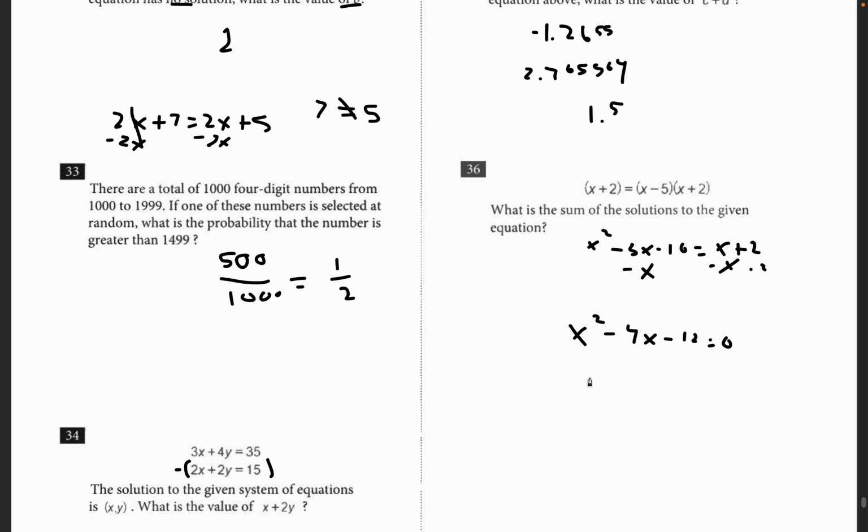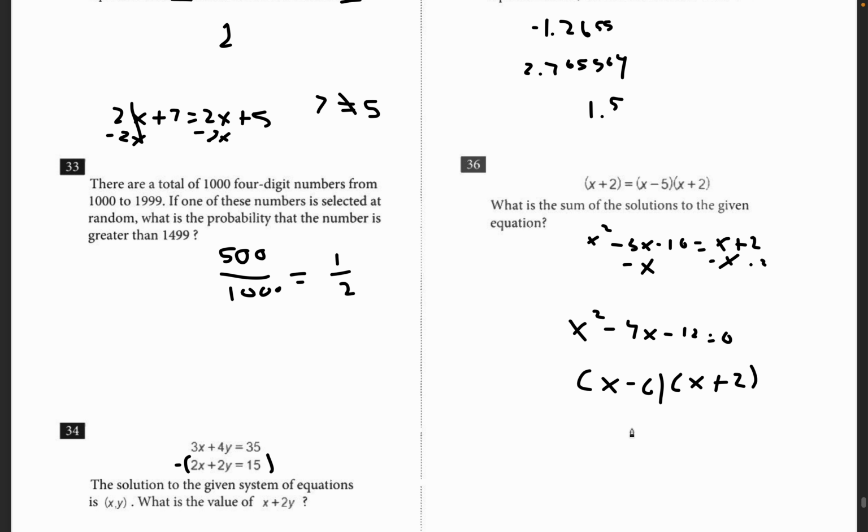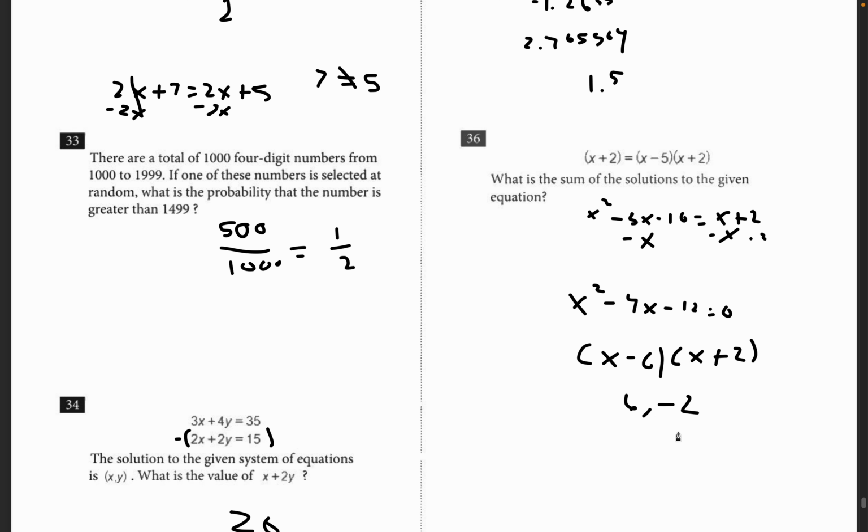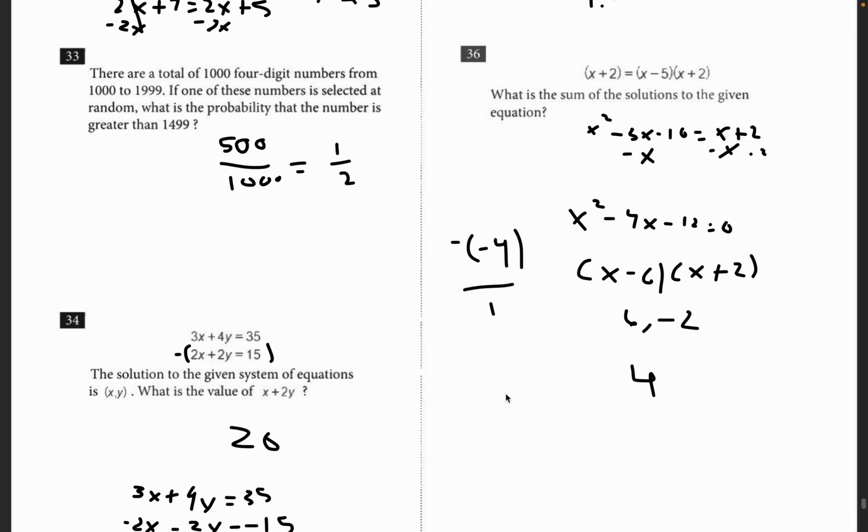Okay, we could factor this actually. X minus 6 times x plus 2. So the solutions are 6 and negative 2. And then the sum of it, 6 plus negative 2 is 4. Or you could have just done negative b over a. So negative times negative 4, the b value, over 1. 4 over 1 is 4.